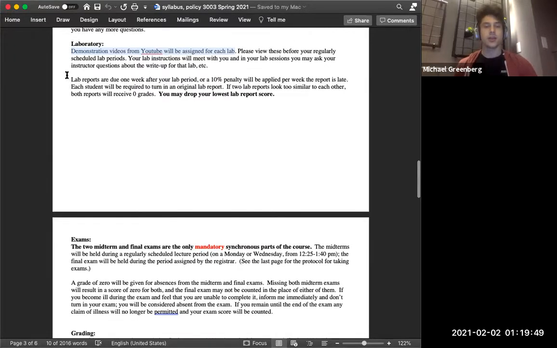All right. So you get a 10% penalty each time the lab report is late. And each student is going to be required to turn in an original lab report. We have specific algorithms that check lab reports to see if they're similar to each other, and if two lab reports are similar enough to each other that it flags them, the people that wrote them will receive zeros. Your lowest lab report is going to be dropped. So that means if we write 10 lab reports throughout the semester, one of those lab reports will be dropped.